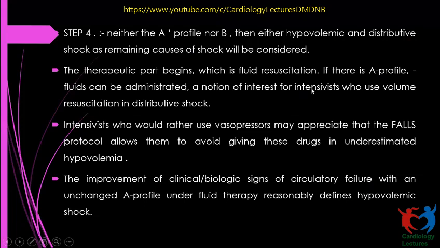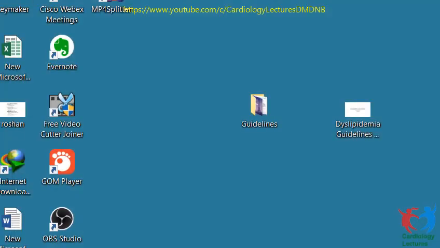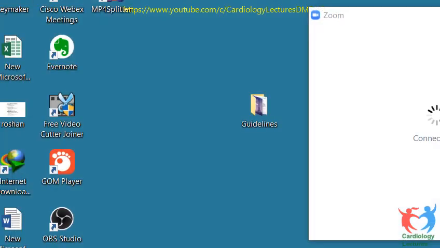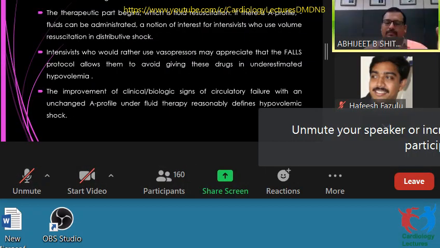This is of interest to an intensivist who uses volume resuscitation in a distributive shock. Now here comes the role. If there are A lines, you can freely give fluid. So there is no need to start inotropes if there is hypotension. Now intensivists who would rather use vasopressors may appreciate that the FALLS protocol allows them to avoid giving these drugs in underestimated cases, to get the patient out of what is called a hypovolemic shock.